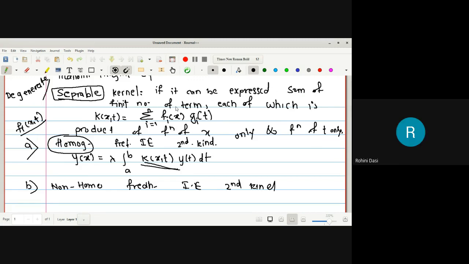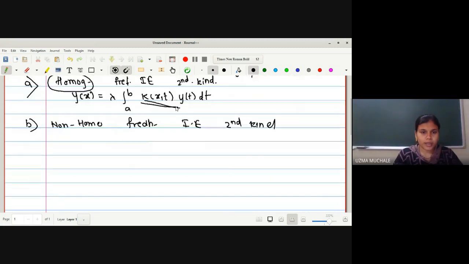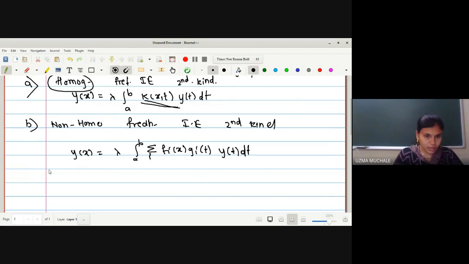Yes, ma'am. Okay. Now let us go for solving by using the condition of k of x t. y of x is equal to lambda integration from a to b. The limits are constant because we are in the case of a Fredholm integral equation. So let me put the value of k of x t as the summation over i of f i of x into g i of t, and here y of t dt. Let me name this as equation 1.